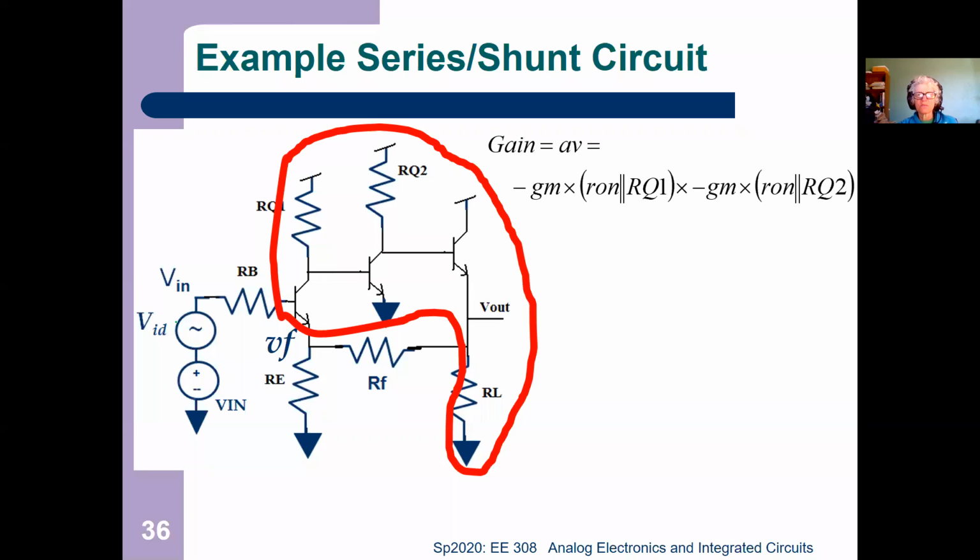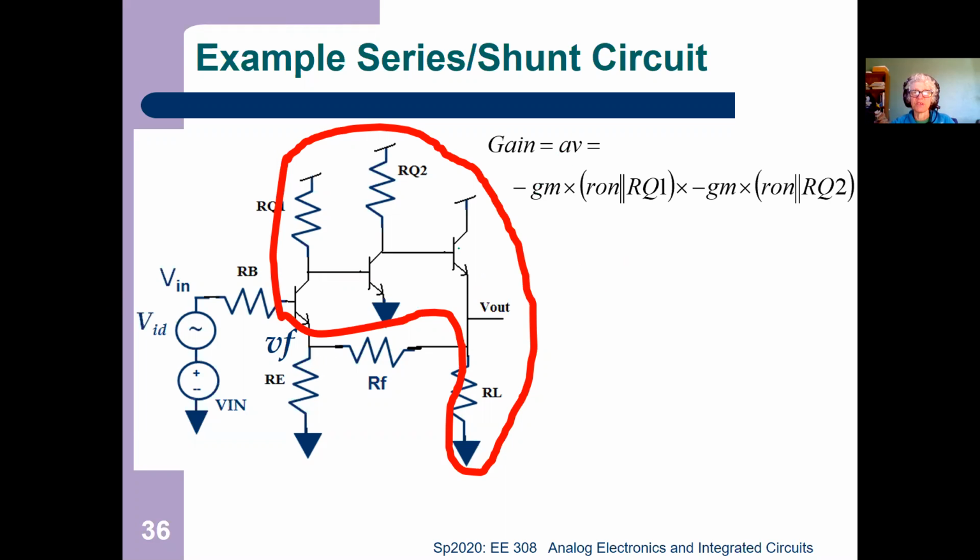Okay. So we've already gone through this. Let me give you a quick picture of what happens when your RE and RF either are too small and mess up your output or too big and mess up your input. So let's look at that.